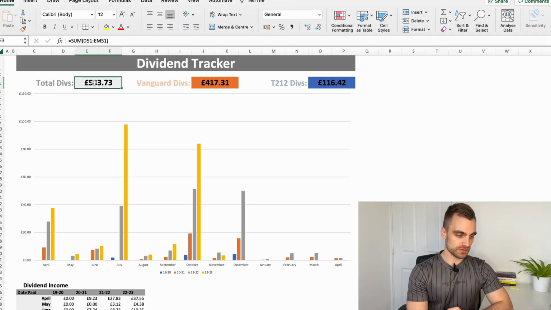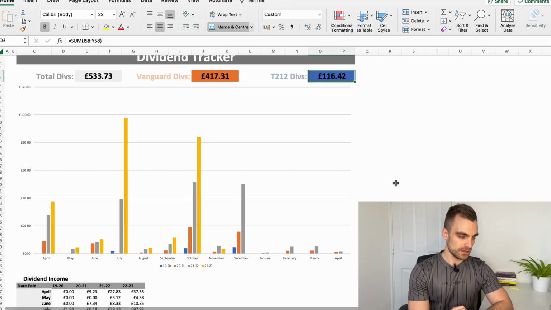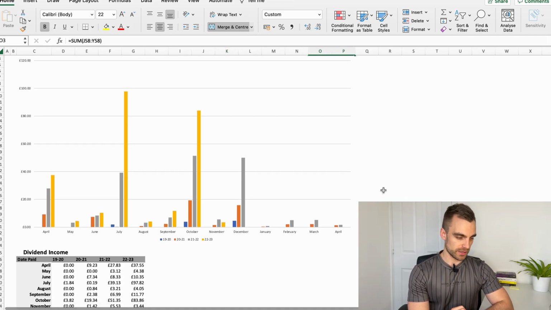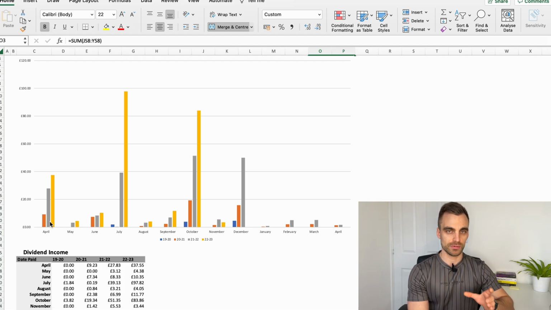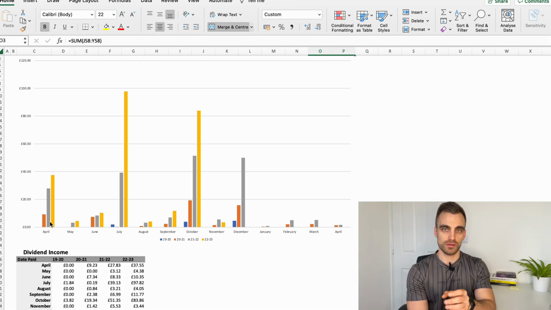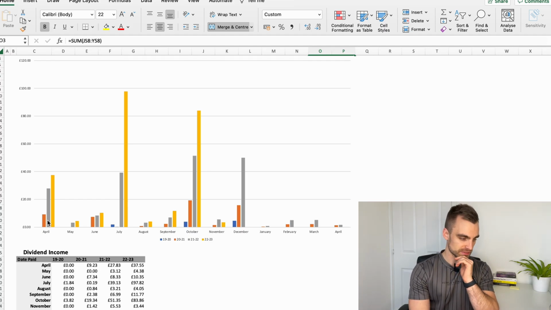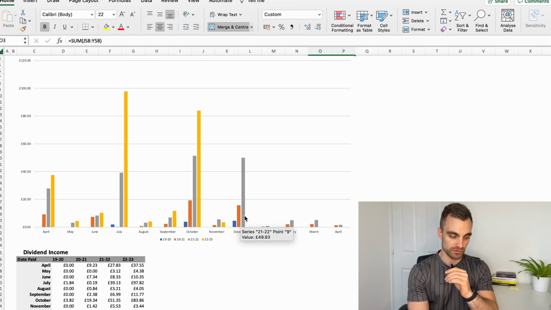We've got the total dividends that I've received across all of my portfolio, and it's split down to Vanguard and Trading 212 dividends. And then we've got a nice little bar chart here which shows exactly how much dividends I get from each month across the different years. So you can see that it's steadily growing across every single month, with the exception of November down here.